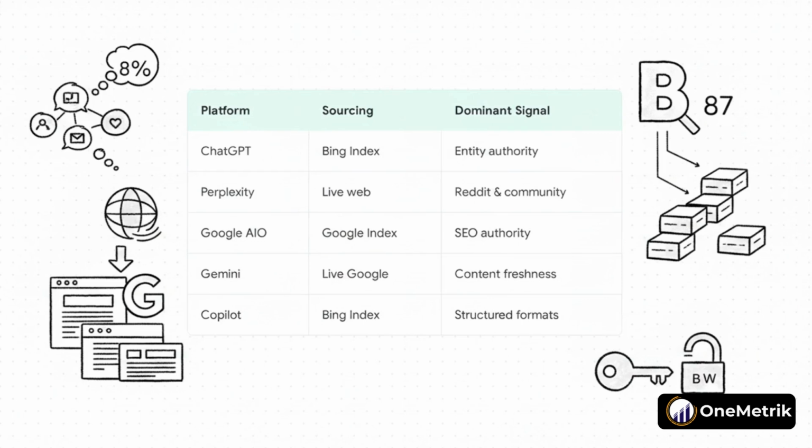Perplexity relies heavily on live web retrieval and absolutely loves community sources like Reddit. Google AI overviews still lean heavily on classic SEO authority. But look at ChatGPT. It retrieves live results primarily through the Bing index. In fact, a whopping 87% of ChatGPT citations correspond to Bing's top results. So here's the crucial takeaway. If you aren't registered in Bing Webmaster Tools, you are virtually invisible to ChatGPT.